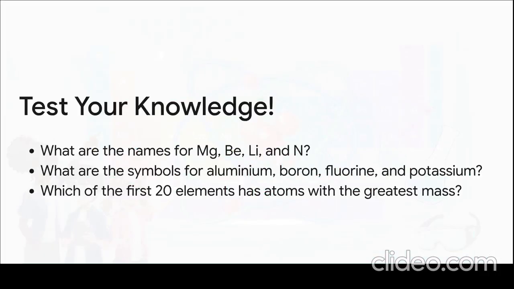All right, you ready to put this all together? Let's do a quick little quiz. First, what are the full names for the symbols Mg, Be, Li, and N? Next, what are the symbols for aluminum, boron, fluorine, and potassium? And for the last one, think about how the table's laid out. Which of the first 20 elements has the heaviest atoms? Go ahead and pause here if you want to give it a shot.